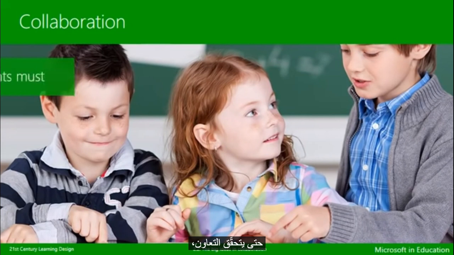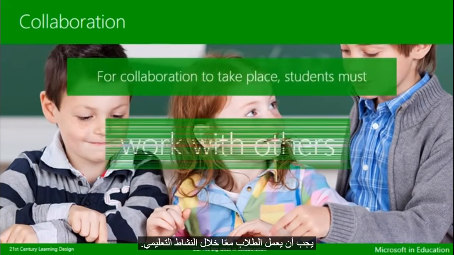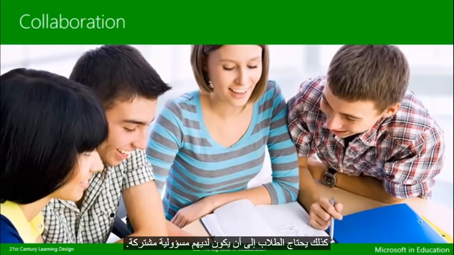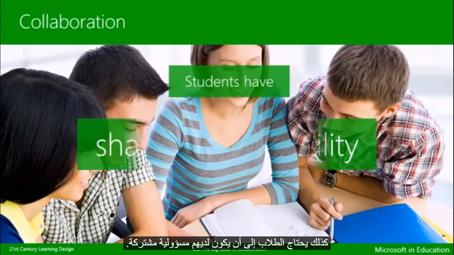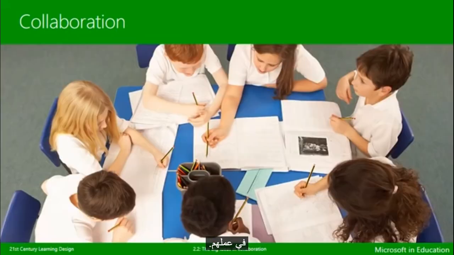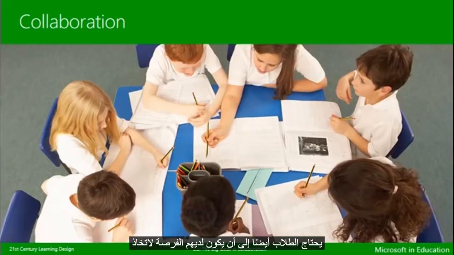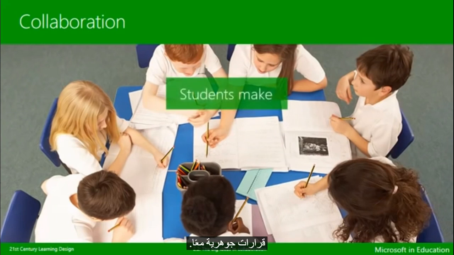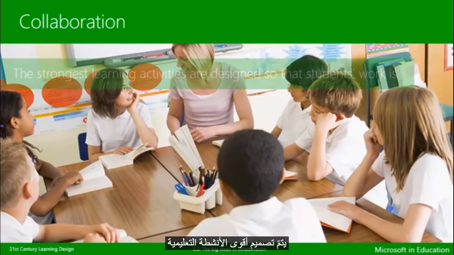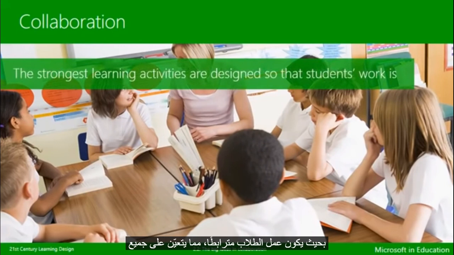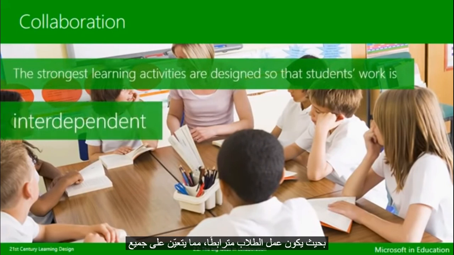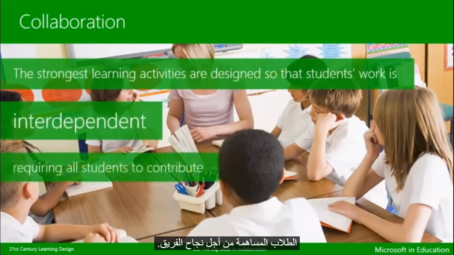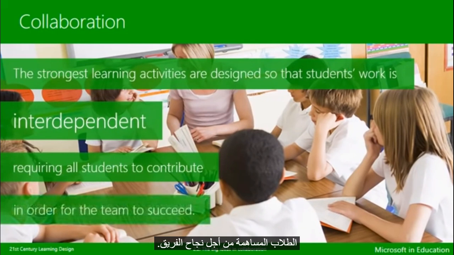For collaboration to take place, students must work with others on the learning activity. Students also need to have shared responsibility for their work. Students also need to have the opportunity to make substantive decisions together. The strongest learning activities are designed so that students' work is interdependent, requiring all students to contribute in order for the team to succeed. But what do each of these big ideas look like in action in the classroom?